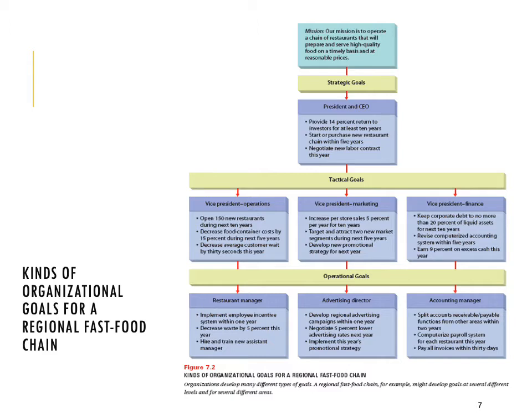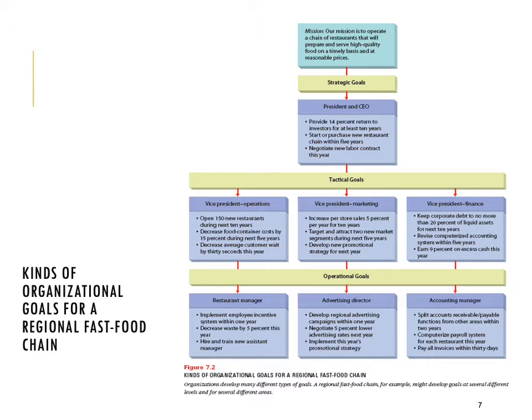Then there is a president and CEO who has a responsibility and obligation to provide a 40% return to investors for at least 10 years. Then the president or CEO has to purchase a new restaurant chain within 5 years. Then they have to negotiate a new labor contract this year. Then it will become the tactical goals for the second line in the organization.